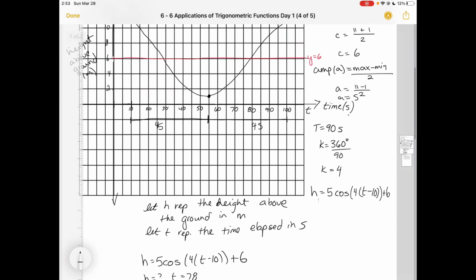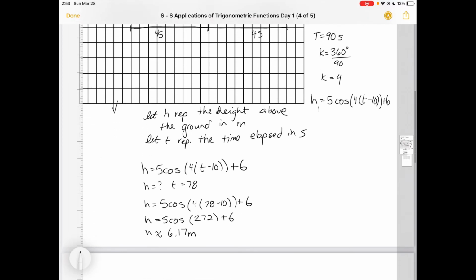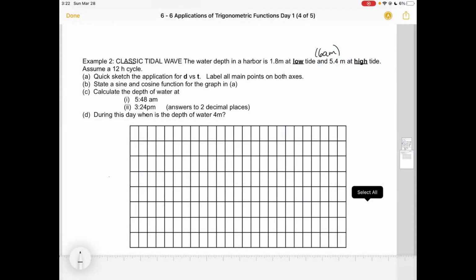Okay. And if I look on my graph, 78 seconds is probably right around here. It looks like I'm just above my axis, which is 6, so my value makes sense.